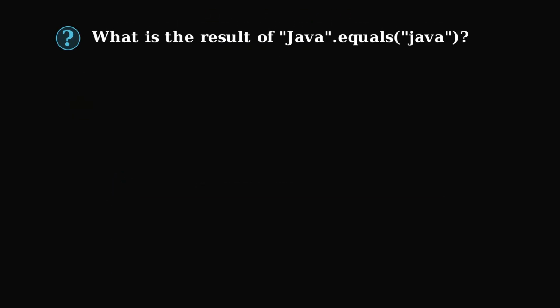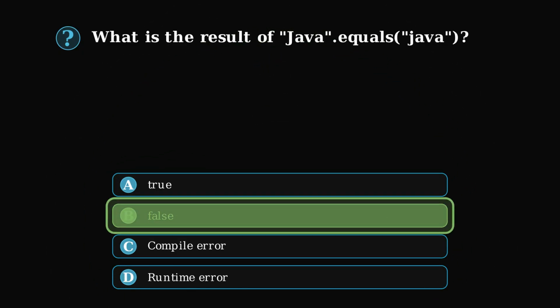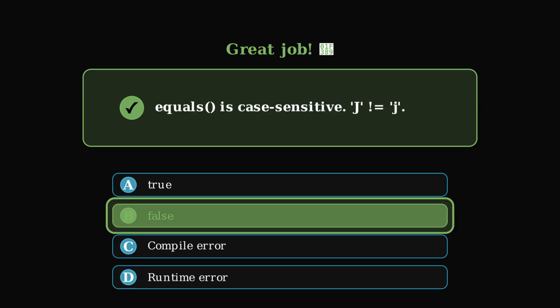What is the result of "java".equals("Java")? Which one is correct? The correct answer is: equals is case sensitive. J does not equal j.